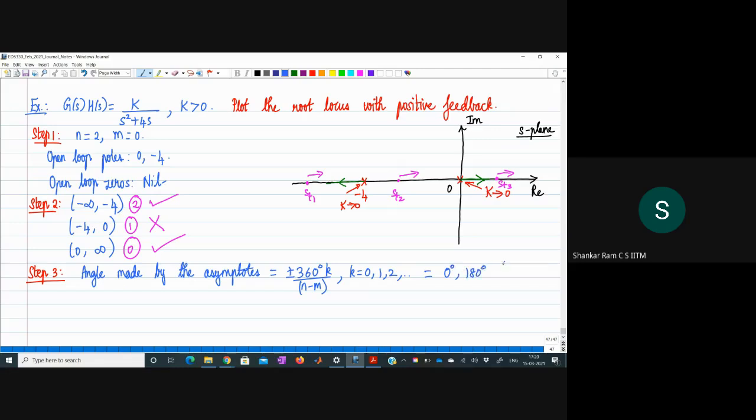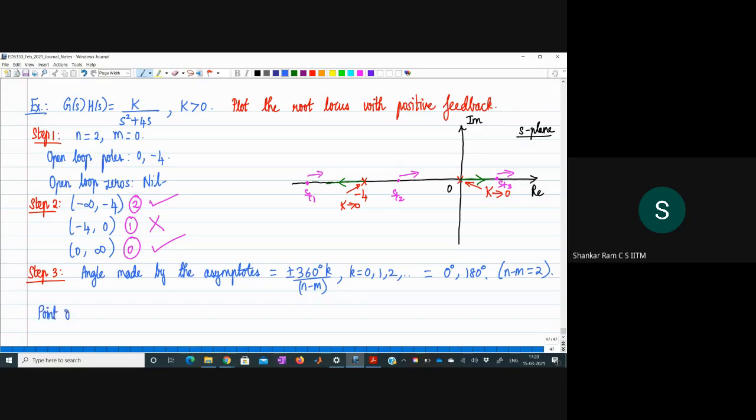In this case, n minus m is 2. Okay, so that's what we have. All right. So what it means is that I am going to have two asymptotes, one along the direction of the positive real axis and another along the direction of the negative real axis. So, but now what happens to these? Where will I go for these, right? So how do I locate them?